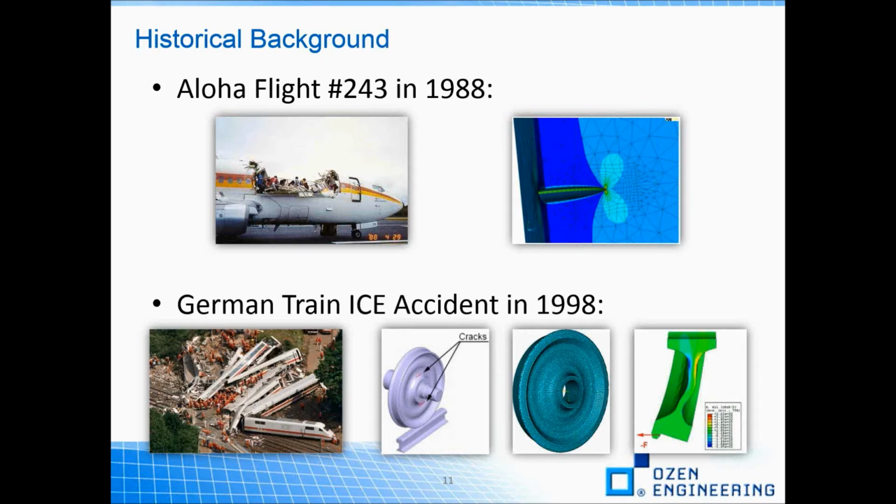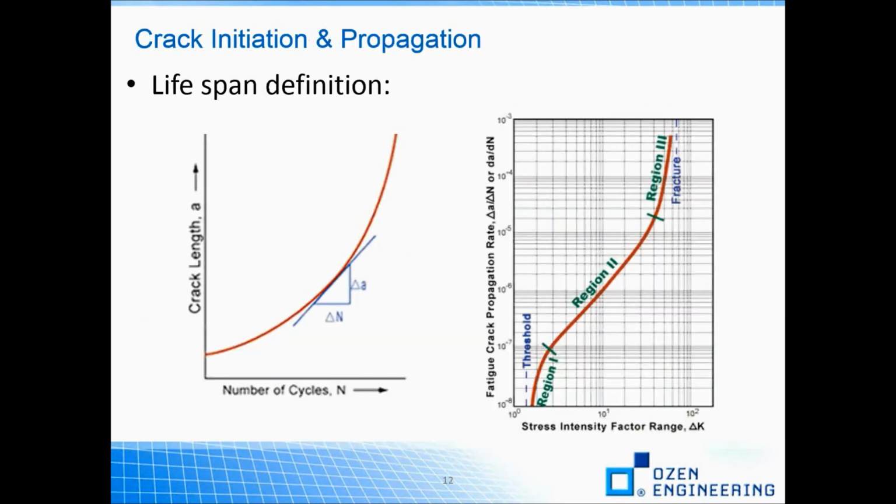It remains the worst high-speed rail disaster worldwide. And the cause here was a single fatigue crack in one of the wheels, which, when it finally failed, caused the train to derail at a switch.